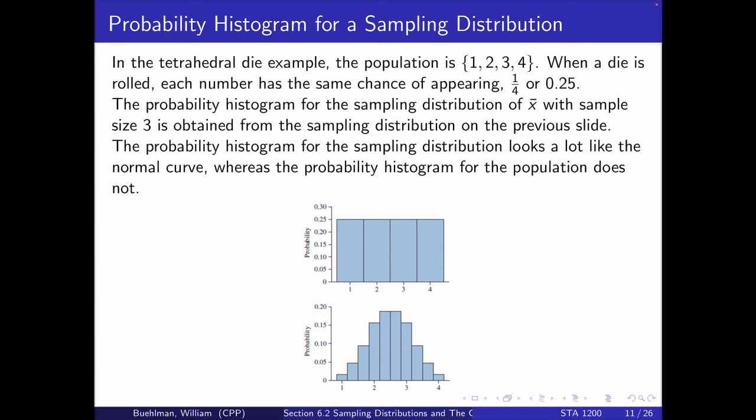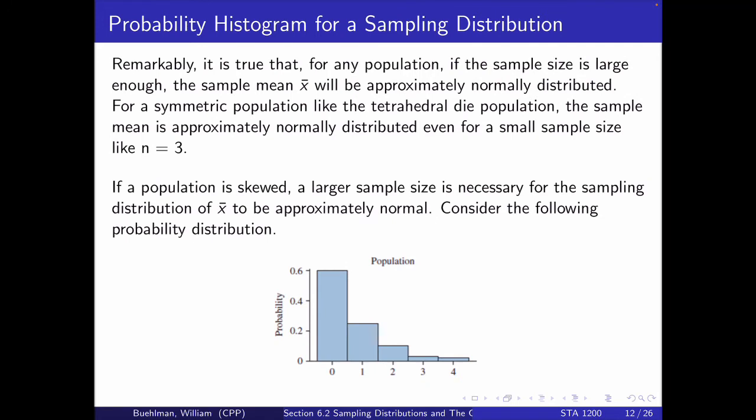Here's the one for the population on top. It's just 1/4, 1/4, 1/4, 1/4. And below is the probability histogram for the sample mean, which you notice looks very much like a curve. It starts off low on the left-hand side, comes up to a high point in the middle, and then drops back down, which reminds us a lot of a normal curve.